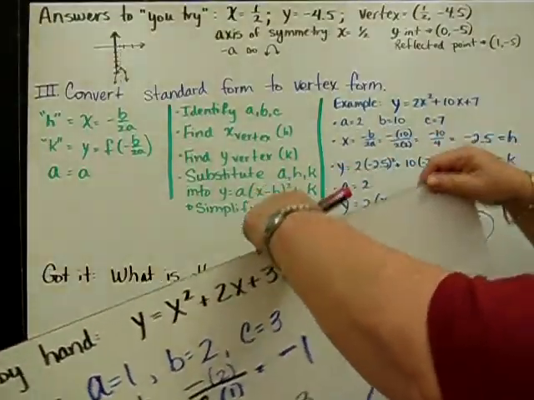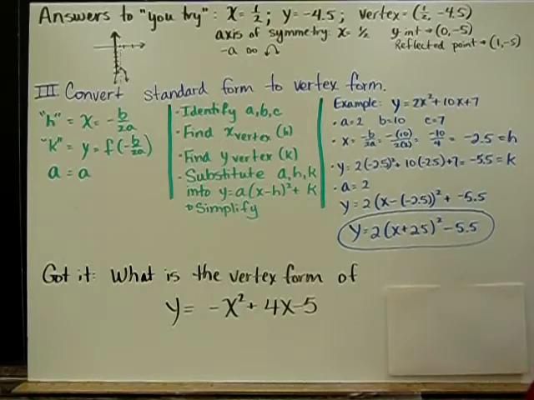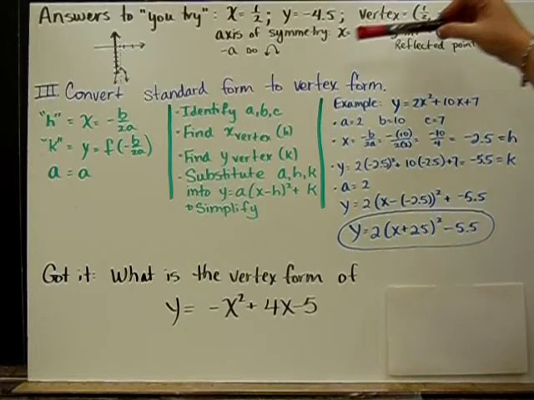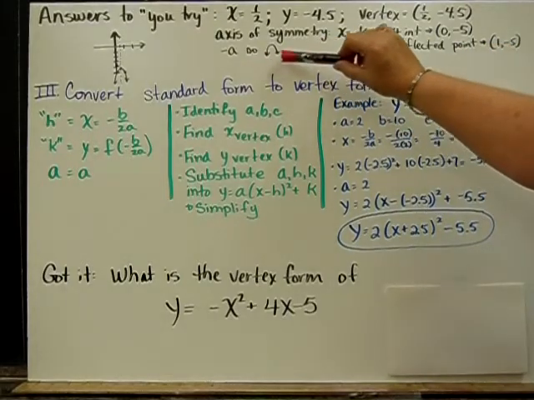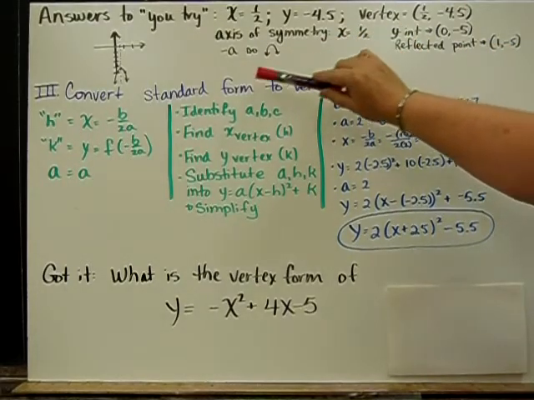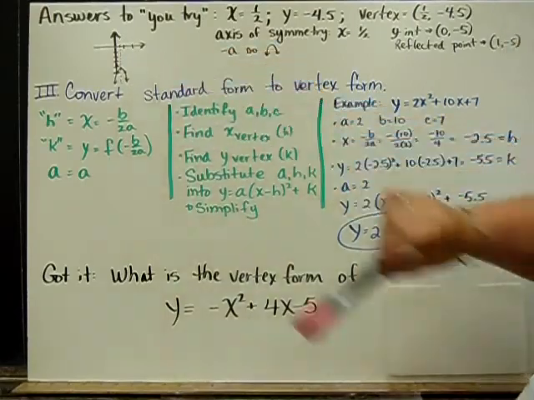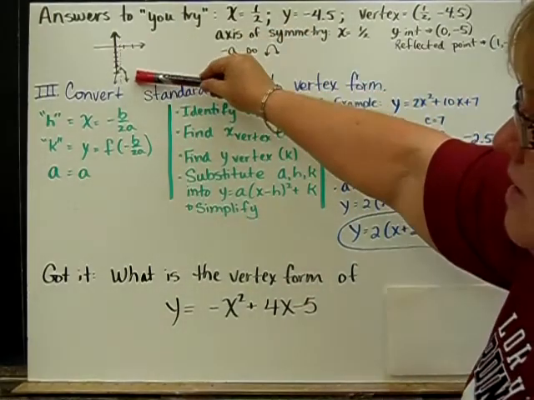And the answer to the problem that you just attempted is that x is equal to 1/2, y is equal to negative 4.5, so the vertex is the point (1/2, -4.5). We know that the axis of symmetry is x equals 1/2. We know that the y-intercept is the point (0, -5), because c was negative 5. The reflected point is (1, -5), and since we had a negative a, we know that it opens down. So when you plot all of those points and draw your curve, you have the graph like this, it opens down.